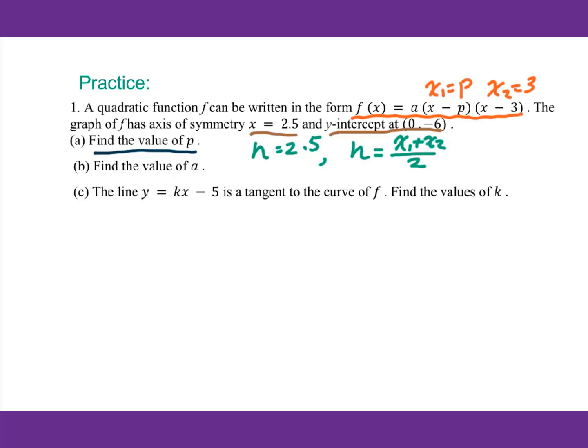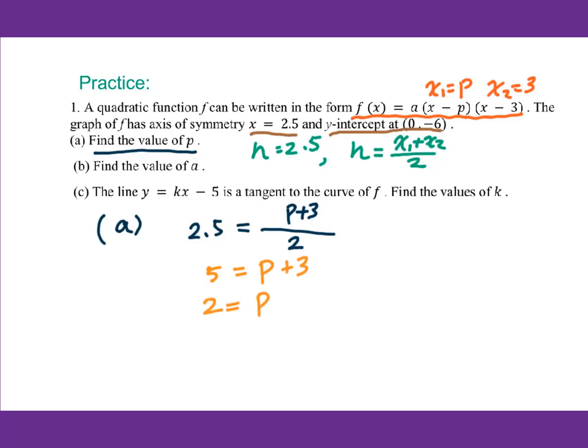So we can set up 2.5 equals (p plus 3) over 2. Then multiply by 2 both sides. I got 5 equals p plus 3. So we got p equals 2.